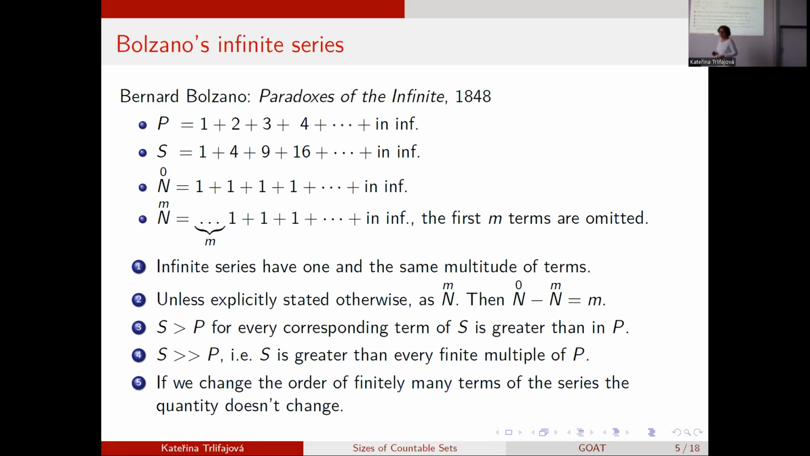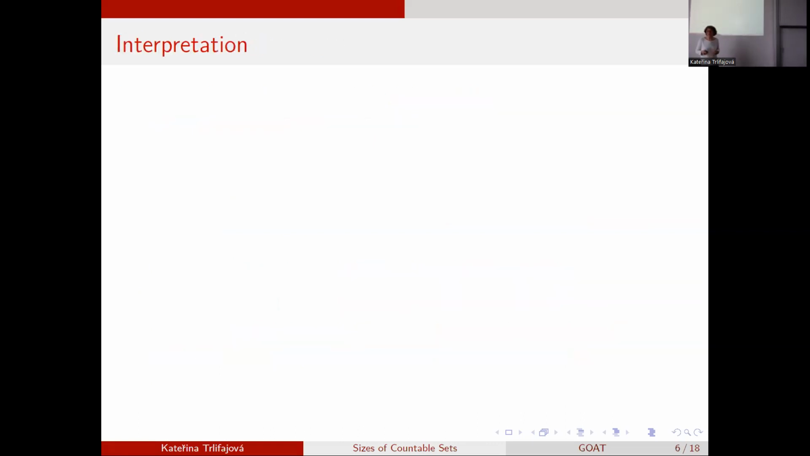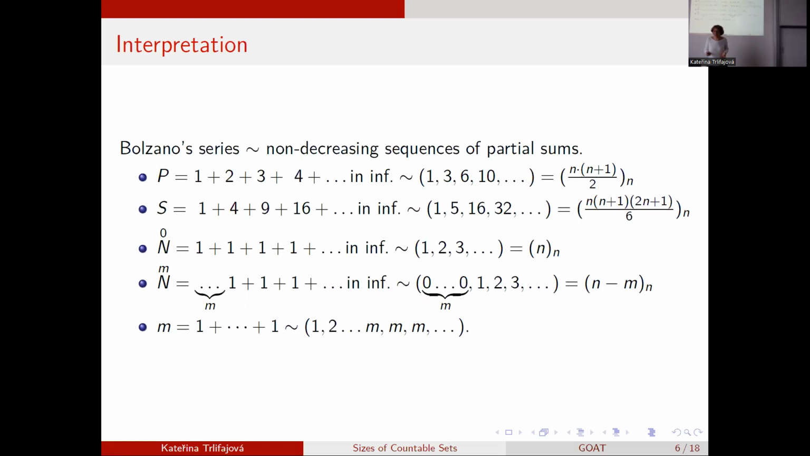So the first question is it possible to make a meaningful interpretation, of course, in our usual set theory, because we don't want to create new set theory. So it is possible to interpret it as non-decreasing sequences of partial sums, the usual way of working with infinite series. So we interpret it as non-decreasing sequences of partial sums. So the first one corresponds to this sequence, etc.